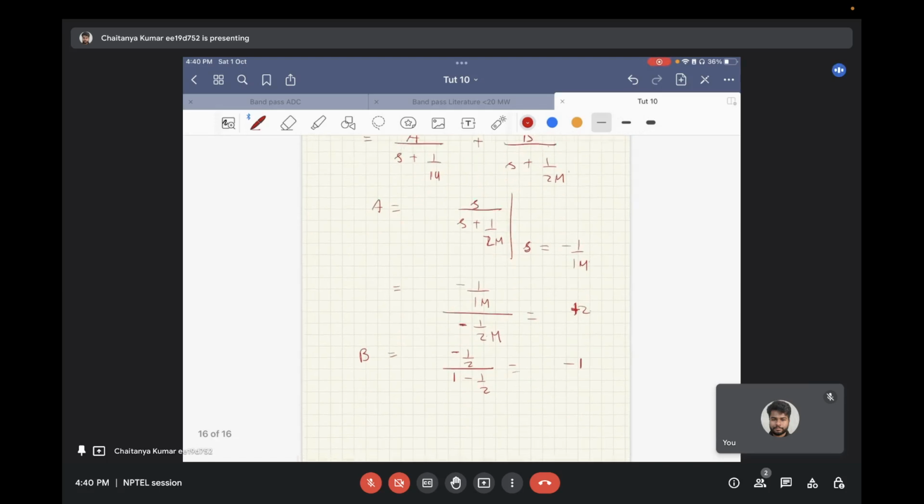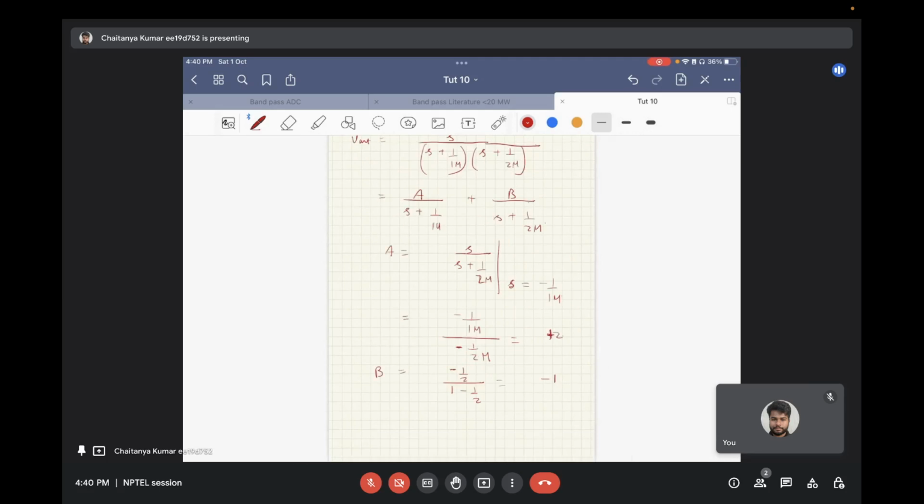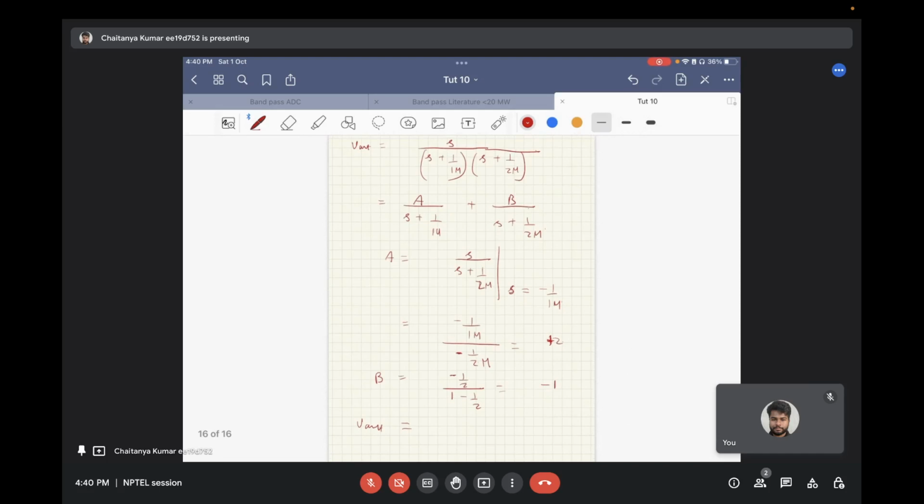Okay, so from here we get the value of V out as 2 into e to the power minus t by 1 micro minus e to the power minus t upon 2 micro. I have directly taken its inverse Laplace transform as e to the power minus at. So this is what you get as the expression for the input only.